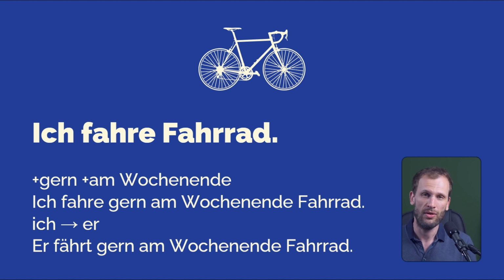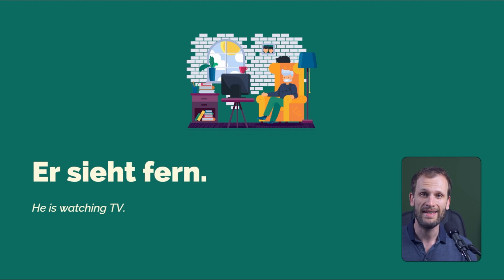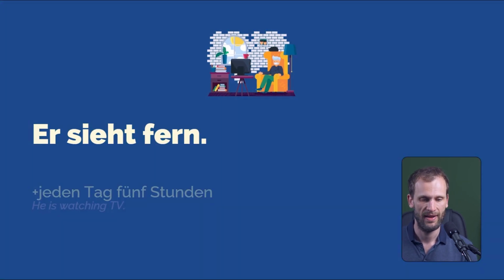"Er fährt." You know, similar to "schlafen." "Ich schlafe, du schläfst, er sie es schläft." Or "nehmen." "Ich nehme, du nimmst, er sie es nimmt." Second and third person singular are often different with these irregular verbs. So "er fährt gern am Wochenende Fahrrad." He likes riding a bike at the weekend. Great. "Er sieht fern." He is watching TV.